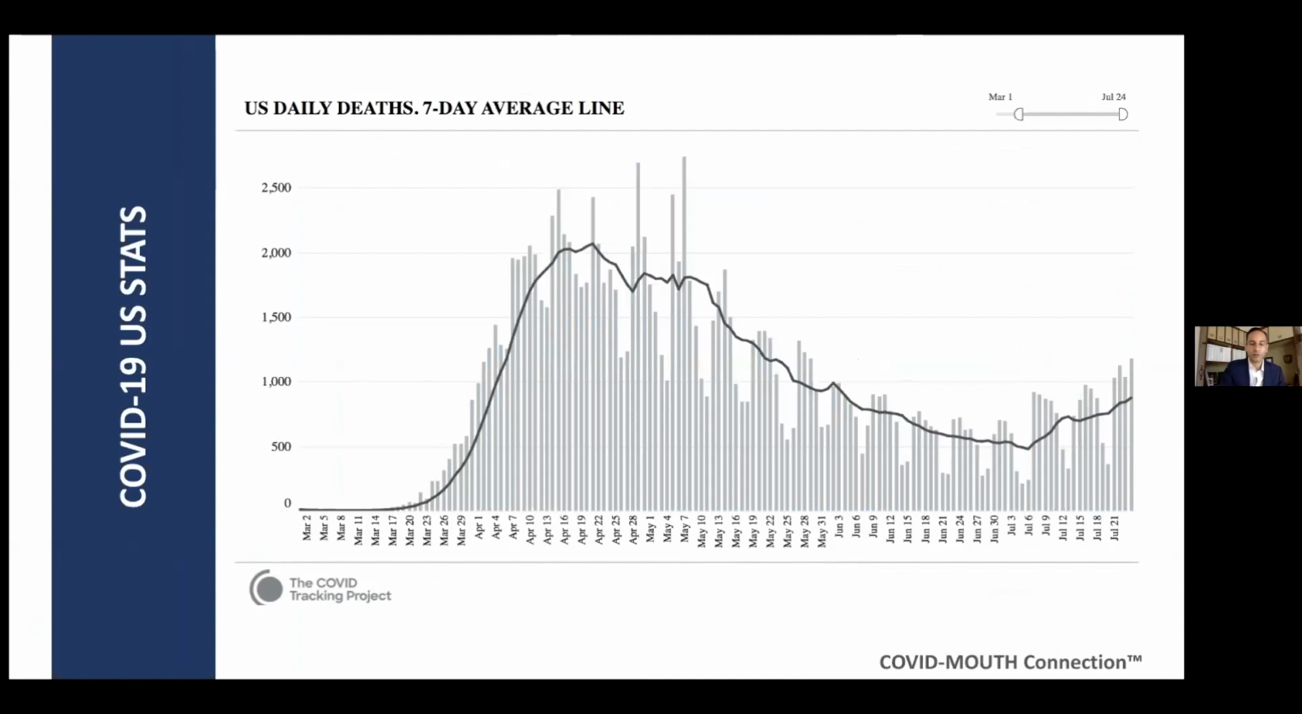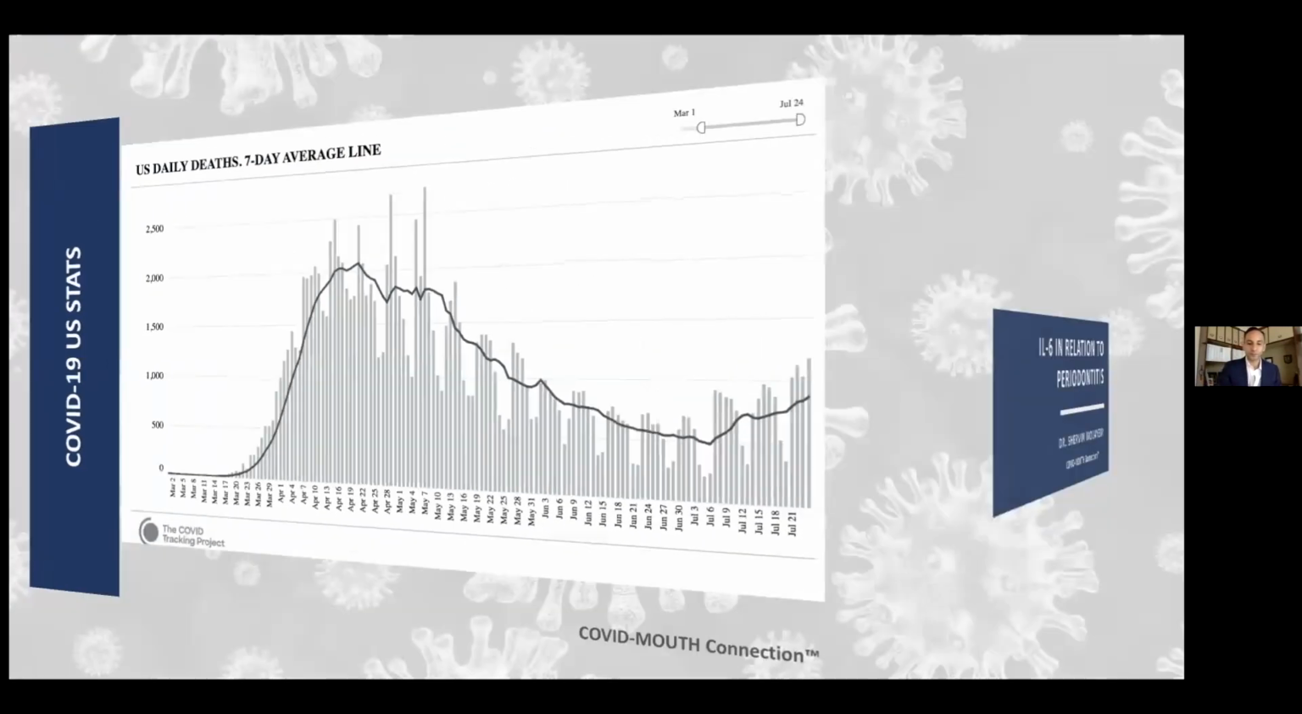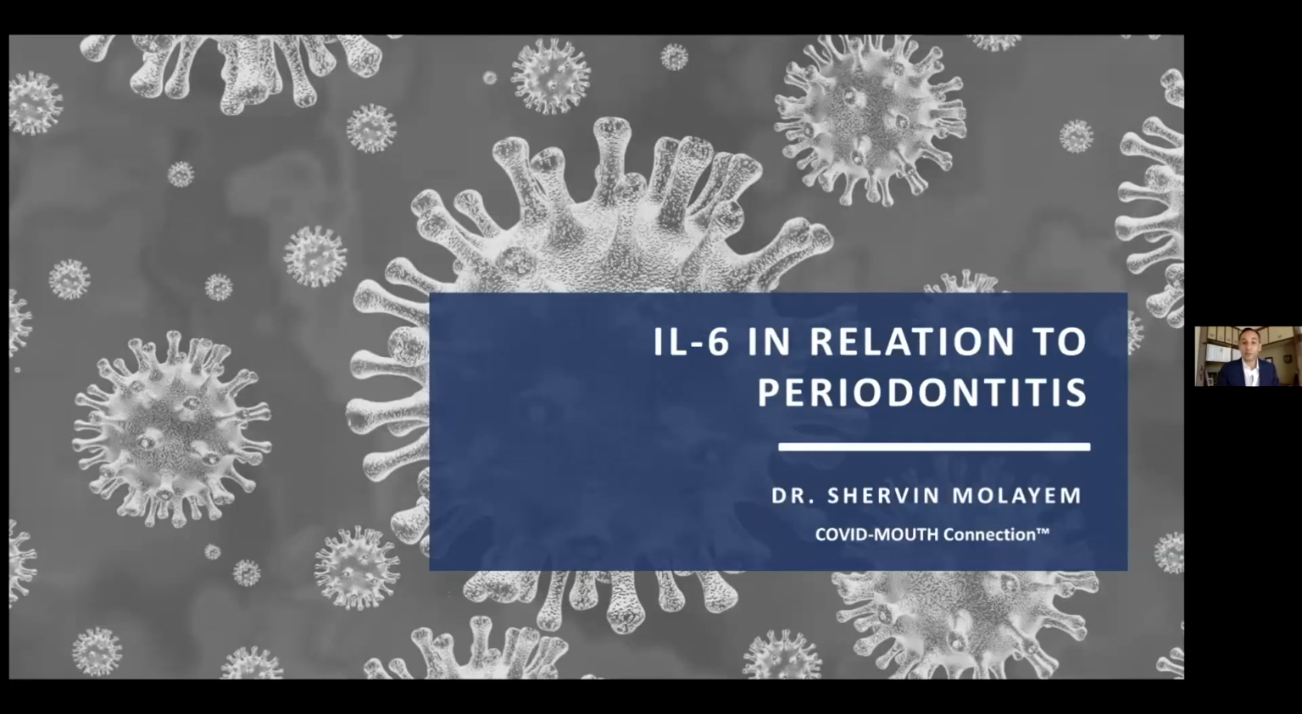So if you look at New York and you look at London and you look at Italy, a lot of the places that were hit really hard, those places, as far as deaths, the graphs are kind of going in a downward, good direction, possibly a sign that we are seeing some herd immunity. We'll see where that goes. Now, IL-6 in relation to periodontitis.